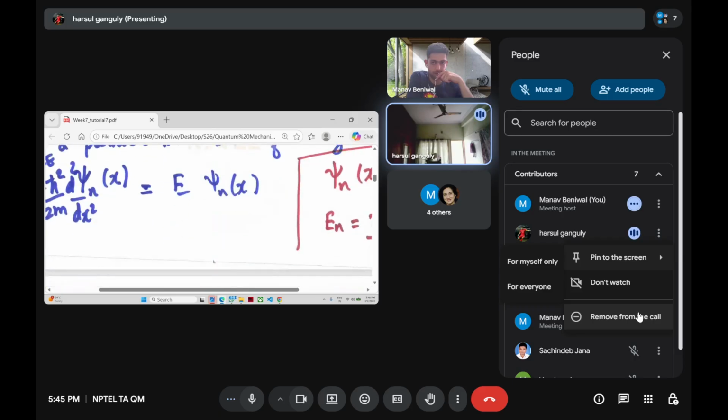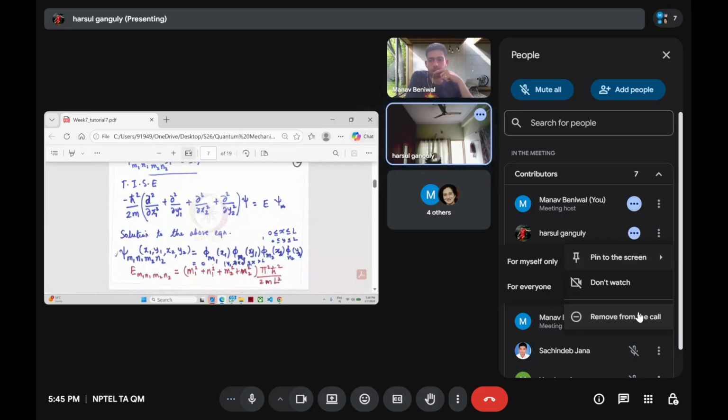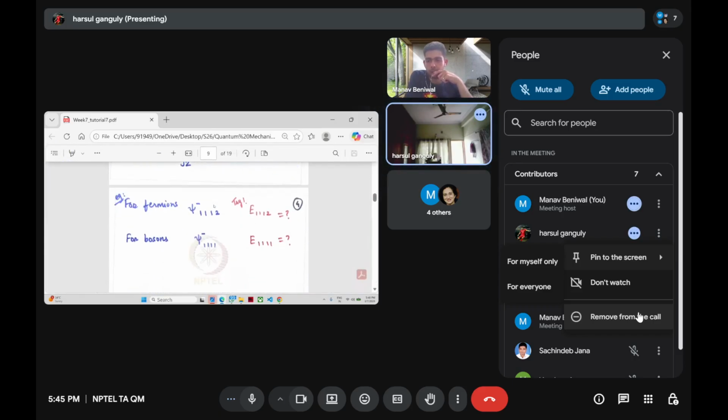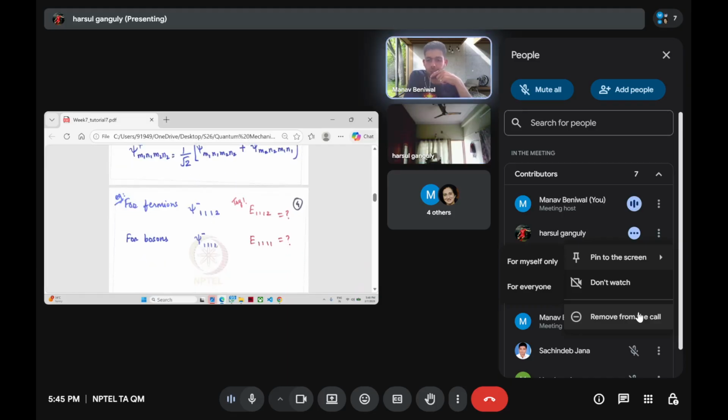In the solution also, they mentioned this thing. Okay. Fermions: 1, 1 and 1, 2. See, 1, 1 and 1, 2 means that your particle 1 has the nx value as 1, ny value as 1. But for particle 2, you have nx value as 1, but your ny value is now 2 because they are fermions. Do you understand?